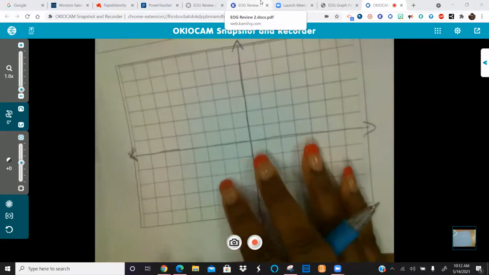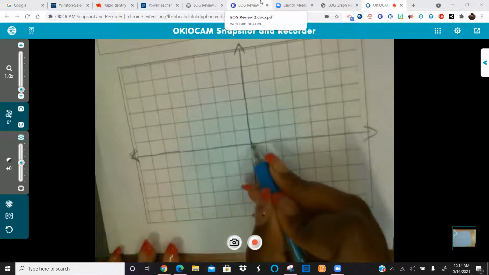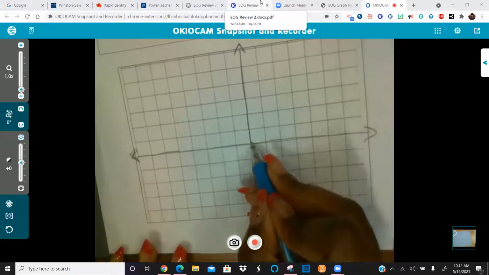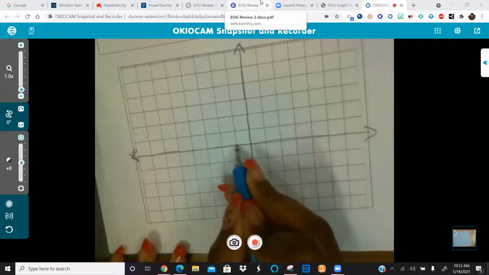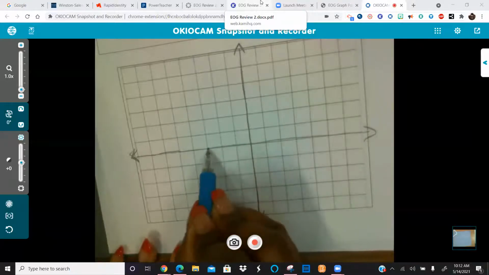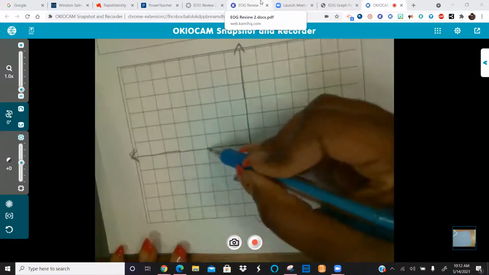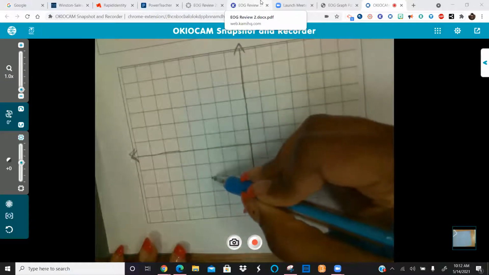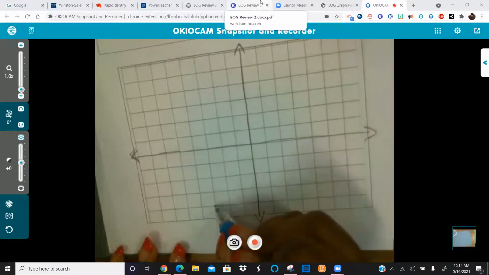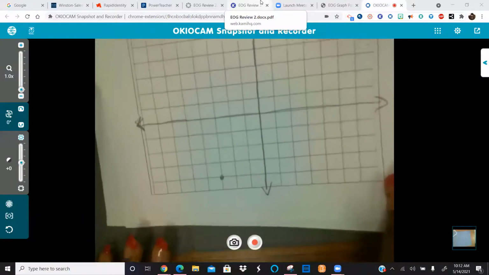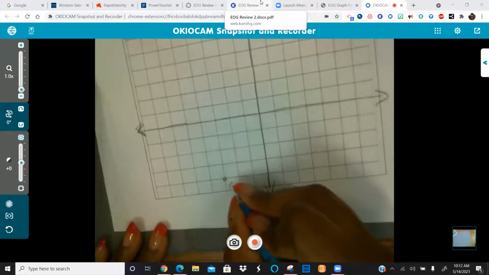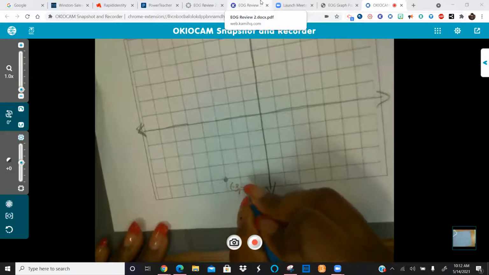-3 and -4 is first. So start at the origin. -3 on the X is this way to the left. 1, 2, 3. That's -3 on the X. And -4 is down 4. 1, 2, 3, 4. So this is my point right here. This is -3, comma, -4.